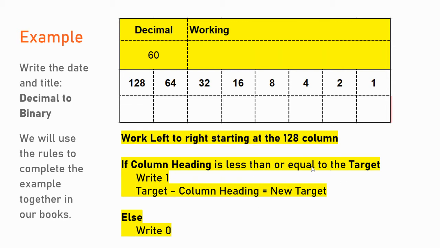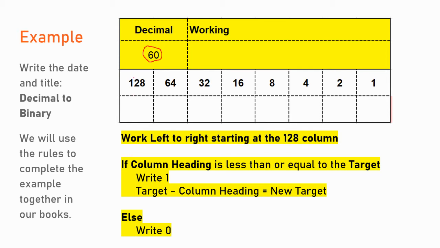If the column heading is less than or equal to the target, then we need to write a 1 and then do this calculation that says target minus column heading equals new target. If it's not, then we just write a 0. So this is our target at the moment. That is the number 60. Apologies for the shoddy penmanship.